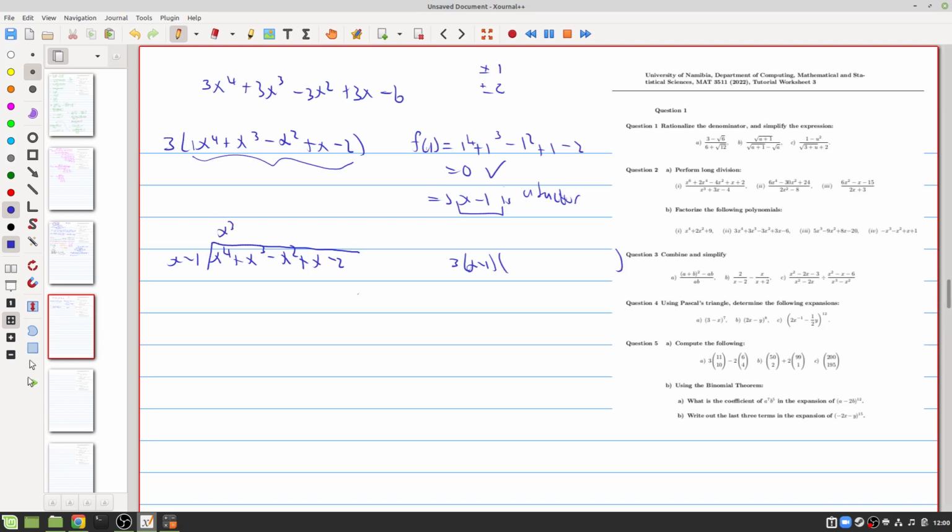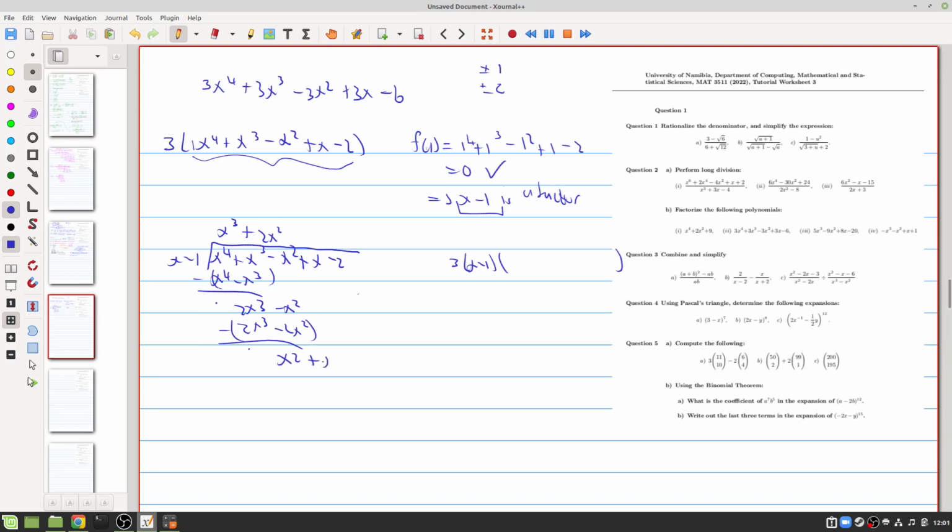So we're not going to go through too many of the steps here. We're just going to do that. X to the power 4 minus x cubed, subtract. So that's going to be 2x cubed. Bring down the next value. Divide again. So that's going to be plus 2x squared. So that's going to give us 2x cubed minus 2x squared. Subtract again. So that gives us negative 1 plus 2 is going to be 1x squared.